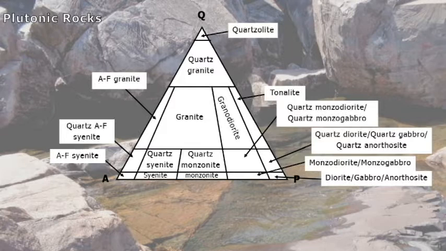So here you can see you have quartz granite, granodiorite, tonalite, quartz syenite, quartz monzonite, syenite, and so on. And at the very top, you have a quartzolite. I have seen in my life one field example of a quartzolite, and I'm going to show it to you at the very end. But if you look in the lower right here, you see things like diorite, gabbro, and anorthosite. There's 3 in one box.